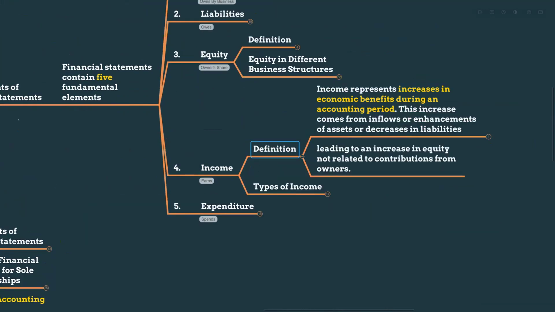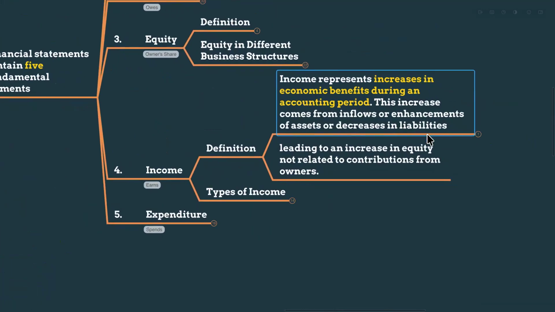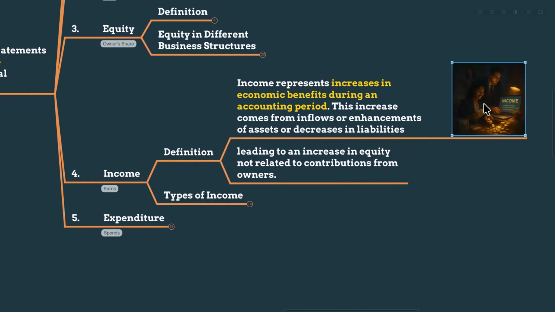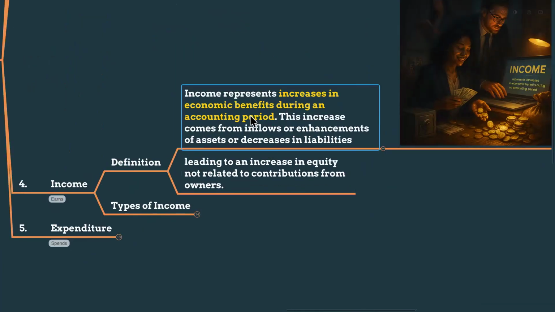And let's talk about the income here. Income represents increases in economic benefits during an accounting period, right? So my dears, income is actually the money or something of value that flows into your business, when your business earns some money, whether you are selling some products or providing some services or some other source. That's income, no? So the definition is very clear. You have to remember and memorize this definition, please: increase in economic benefits during an accounting period.